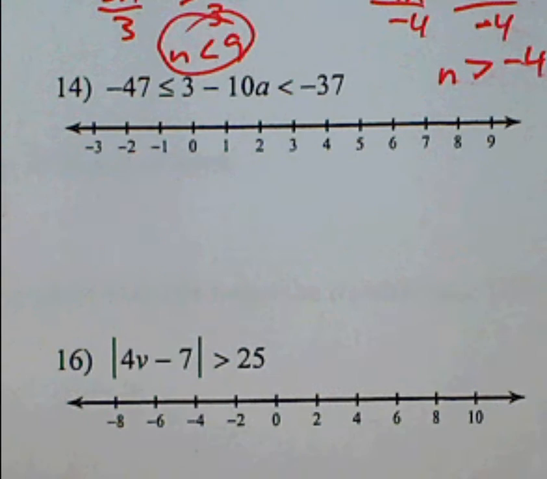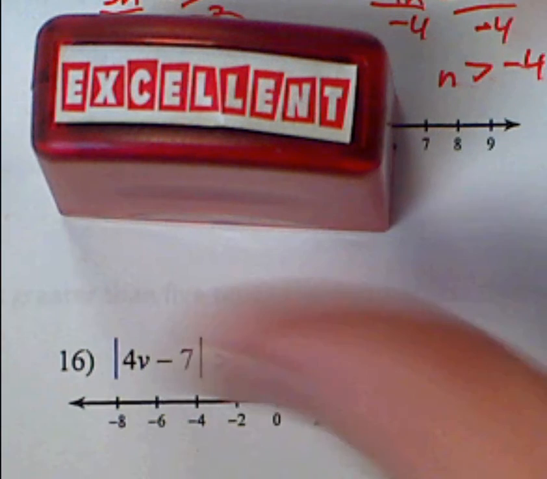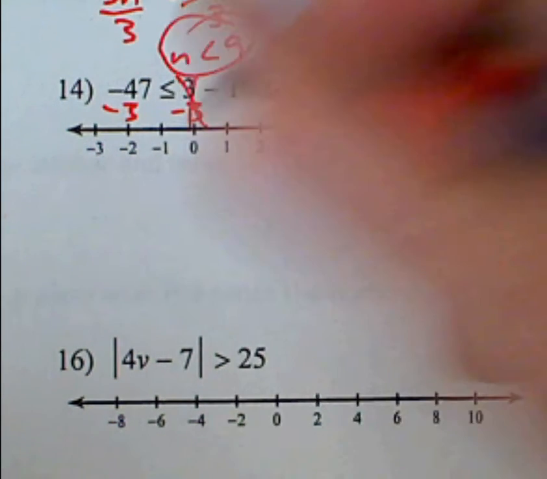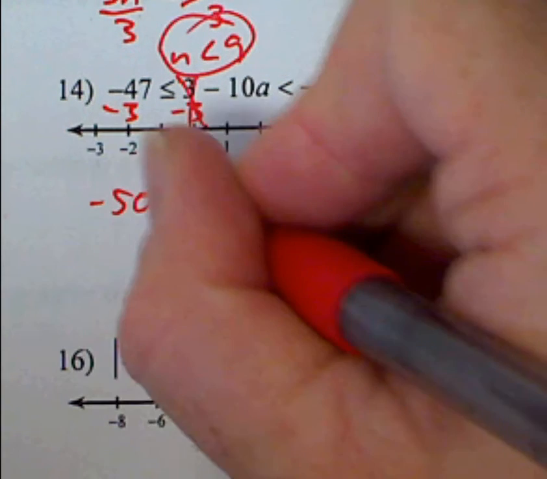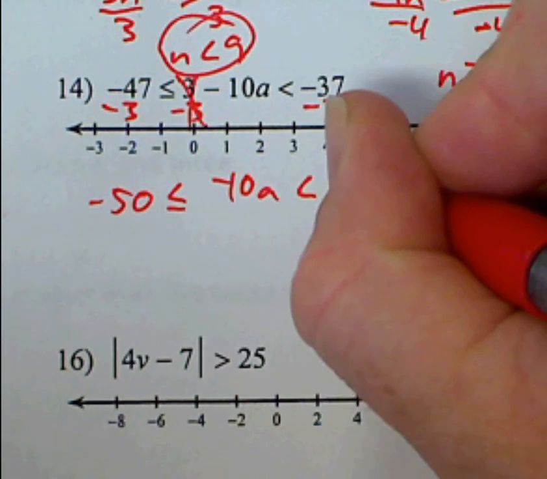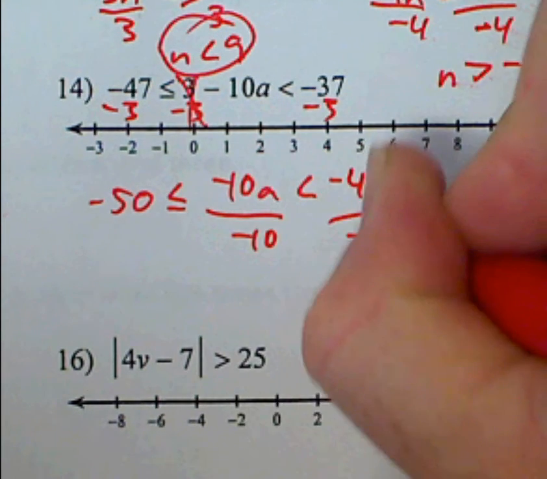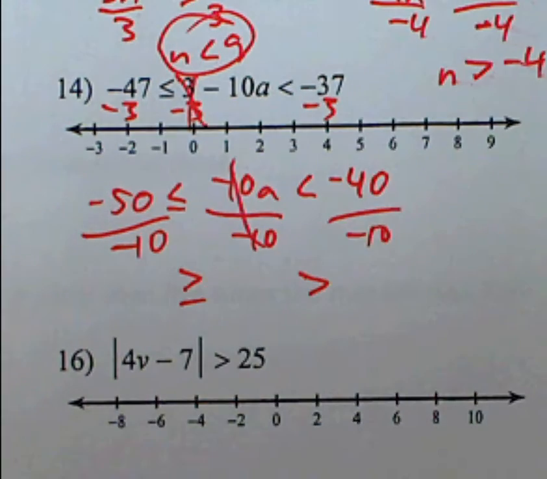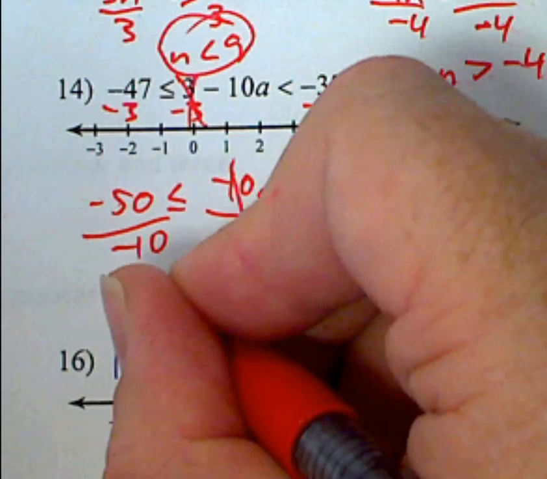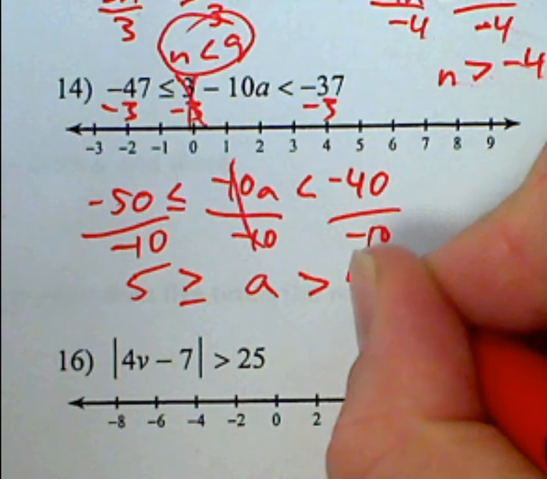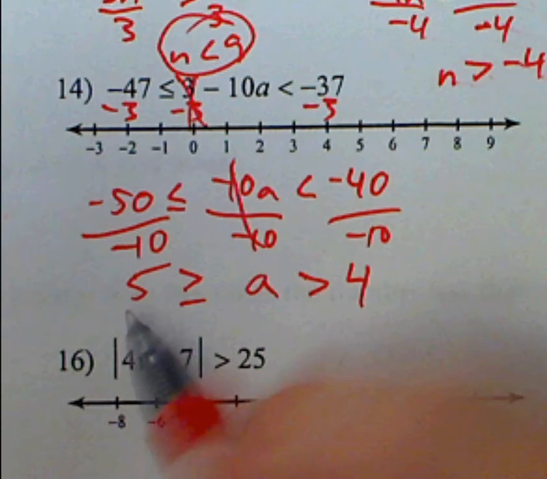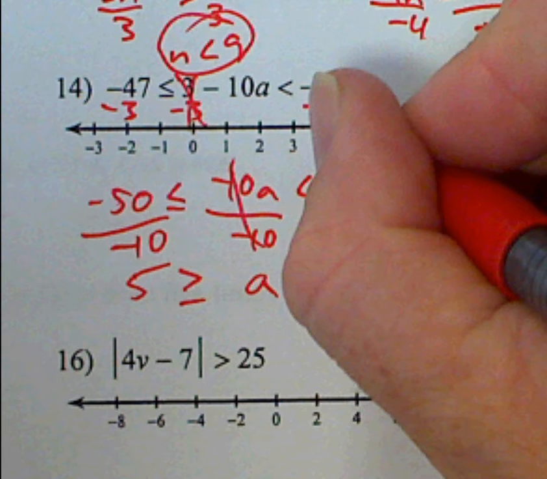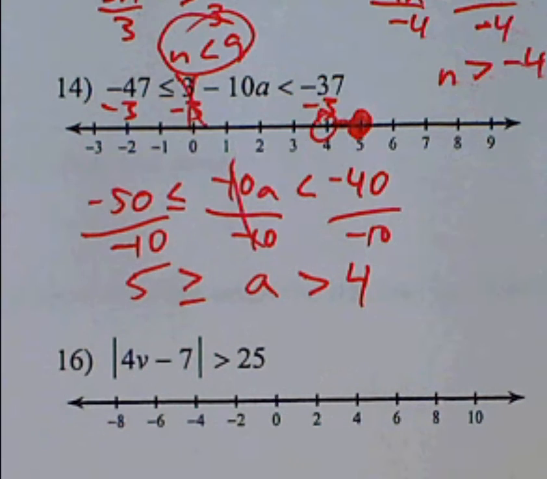Number 14, same thing, pause the video and try. On number 14, I'm going to subtract 3 from all of them. So that means that goes away. I have negative 50 less than or equal to negative 10a less than negative 40. I'm going to go ahead and divide everything by negative 10. If I divide by a negative, I flip my signs that I see. So I'm going to go ahead and flip those right now. Negative 50 divided by negative 10 is 5. Negative 40 divided by negative 10 is 4. So a is less than or equal to 5. A is greater than 4. So less than or equal to, filled in circle, open circle at 4, and they are actually meeting in the middle. So the middle is connected.